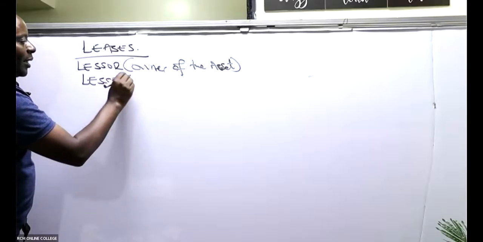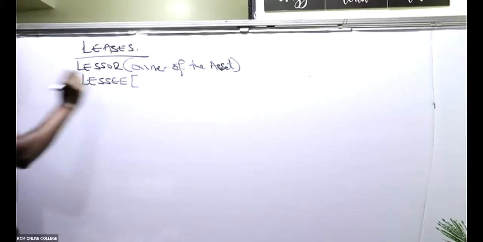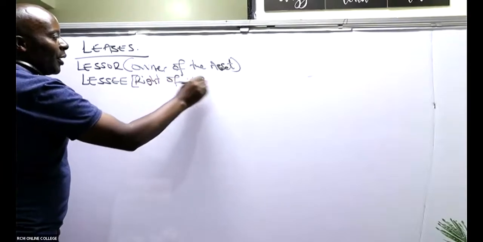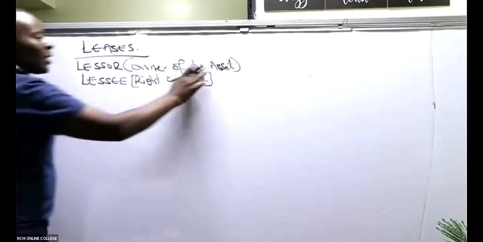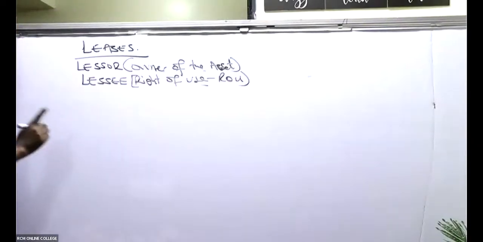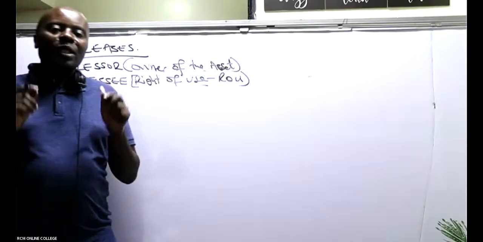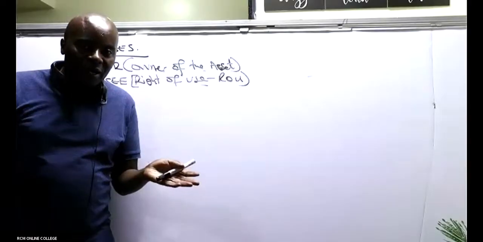And then, ladies and gentlemen, we have the person that we called what here? The lessee. So the lessee, in this case, is the one who is going to get what we call the right of use. He doesn't own the asset, but he'll be able to get what we call the right of use, which we shall be abbreviating as ROU, right of use. So he's given the right to use this particular asset, which he doesn't own, all right?